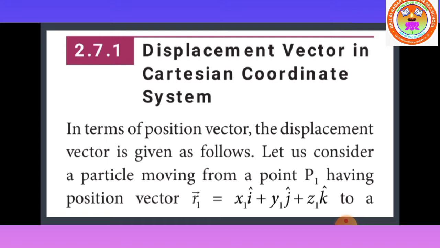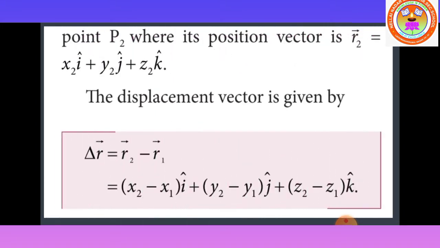Let us consider a particle moving from a point P1, having position vector r1 vector equal to x1 i cap plus y1 j cap plus z1 k cap, to a point P2, where its position vector r2 vector is equal to x2 i cap plus y2 j cap plus z2 k cap. Okay students, so already you know what is the meaning of position vector.